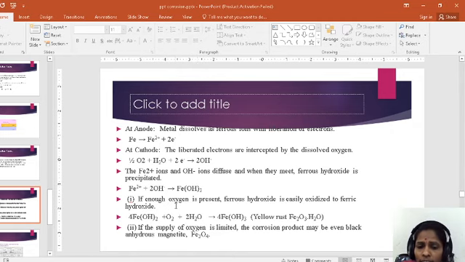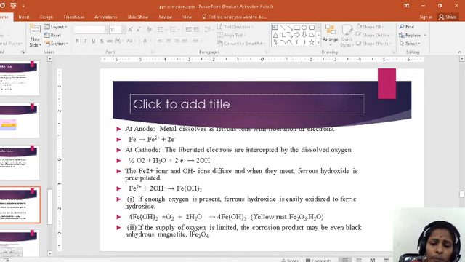If enough oxygen is present, ferrous hydroxide is easily oxidized to ferric hydroxide. That means if enough oxygen is present in the environment, this ferrous hydroxide immediately reacts with the oxygen to produce ferric hydroxide. This ferric hydroxide is yellow in color. This yellow rust has the formula Fe2O3·3H2O.